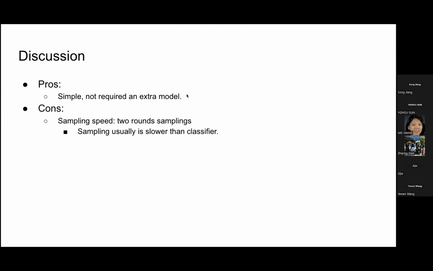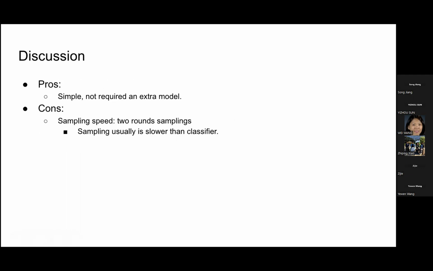The pro of the classifier-free model is that it's simple and we don't need to train an extra model. But the disadvantage is that we need to do two-round sampling, one with the Y and one without the Y. For classifier guidance, we only need one sampling and one forward pass of the classifier, which is usually much faster than a sampling. That's why the sampling speed of the classifier-free model usually is not that good.